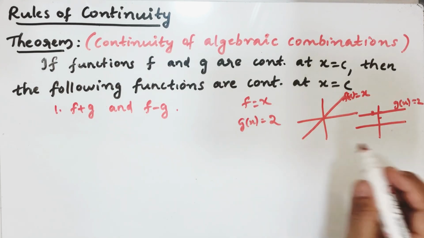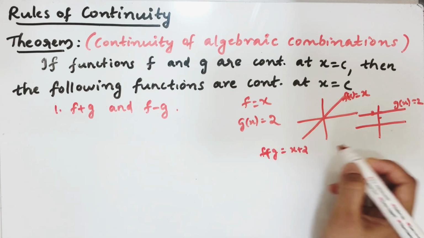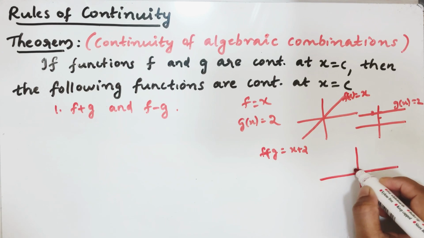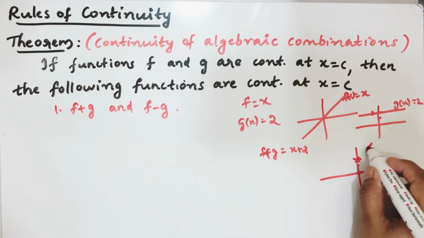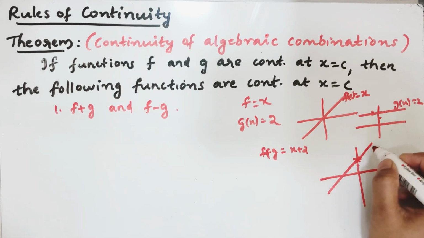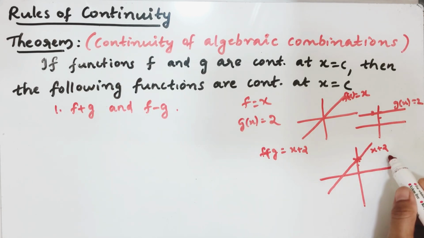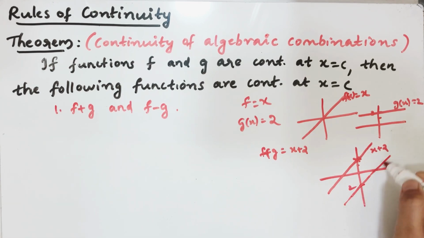Then f plus g is equal to x plus 2. So the graph will be like a line 2 units from the origin. x plus 2. This function is also continuous. Like that we can say x minus 2. That will be like here. If this is 2, the graph of the function will be this, x minus 2. This is also continuous.